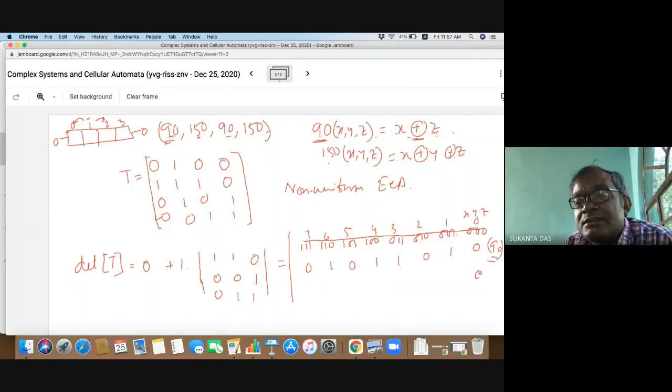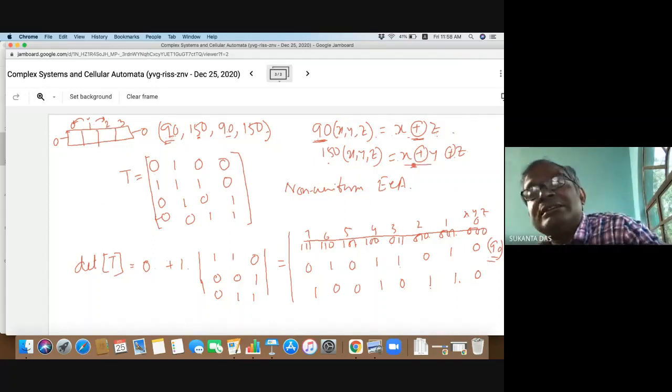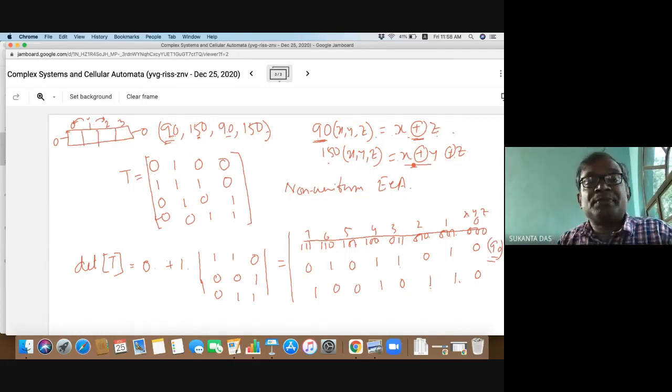Similarly, you can check in a similar fashion in case of 150. So in case of 150 it is 0 1 1 0 1 0 1 0. This is 150. So here if you draw the 3 bits, 0 XOR 0 XOR 0 is 0, 0 XOR 0 XOR 1 is 1, 0 XOR 1 XOR 0 is 1, 0 XOR 1 XOR 1 is 0, and so on. So here it is 150. So I got these two rules' expressions. Now from this expression I can get this T.